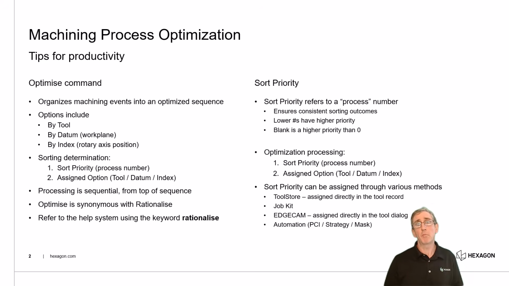Now, where do you assign sort priority? Actually, several places. At the basic level, you can assign it directly in ToolStore. So for example, I've assigned all the spot drills in my database a common process number because they would happen at pretty much the same point in any process, before drilling, for example. So you can assign them in ToolStore, right on the tool record. It's also possible to assign them to job kits. It's also possible to assign them directly in the tool dialog in Edgecam, and it's possible to assign them using our various automation options, such as PCI strategies, masks, things like that.